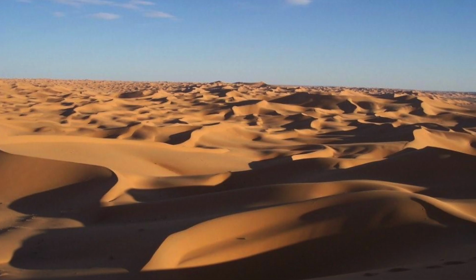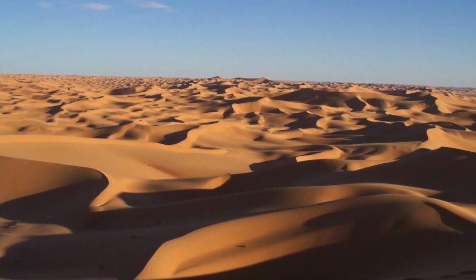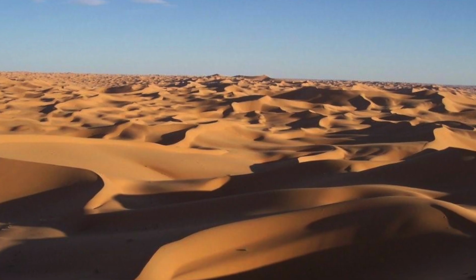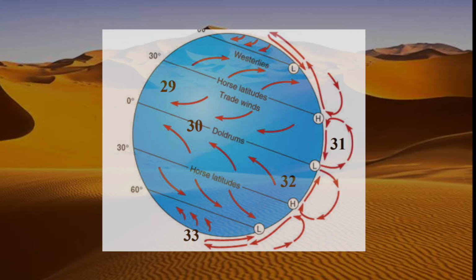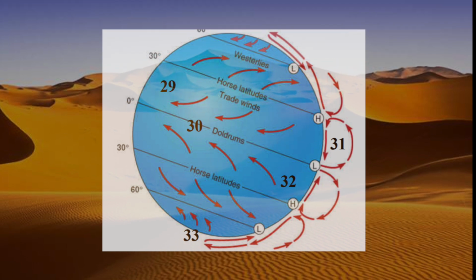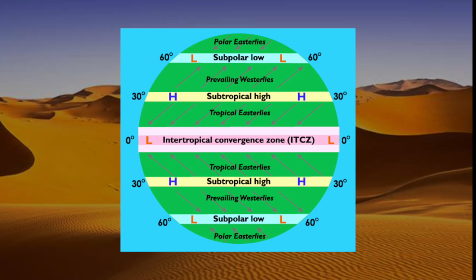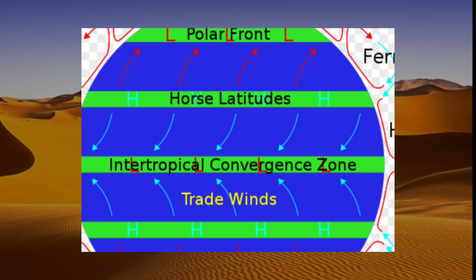Low latitude desert. Low latitude hot deserts or the tropical deserts are formed due to some different conditions. Their formation is related to the general planetary circulation of the atmosphere or the planetary wind system. These deserts are located around 25 to 30 degrees north and south of the equator. These are the latitudes of the subtropical high pressure belts or horse latitudes.